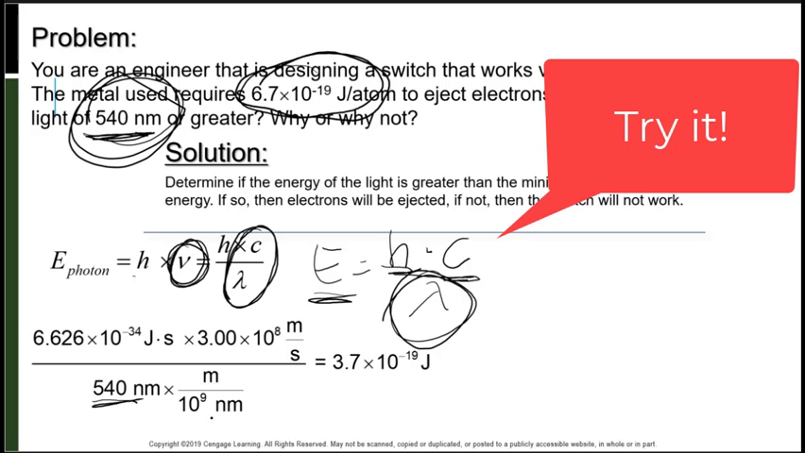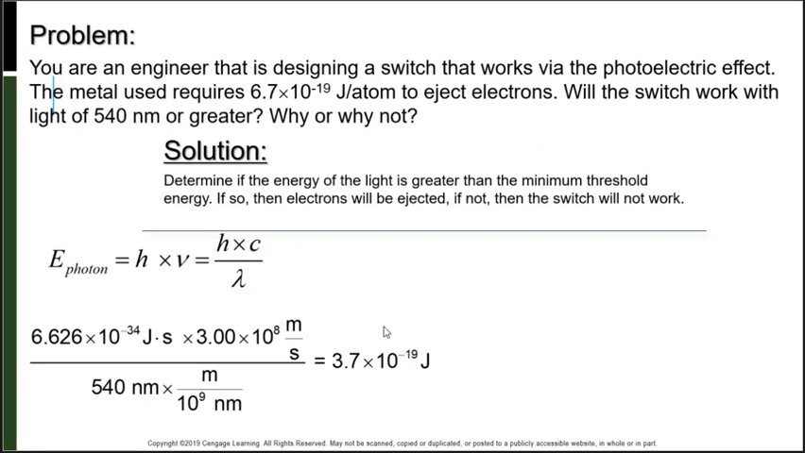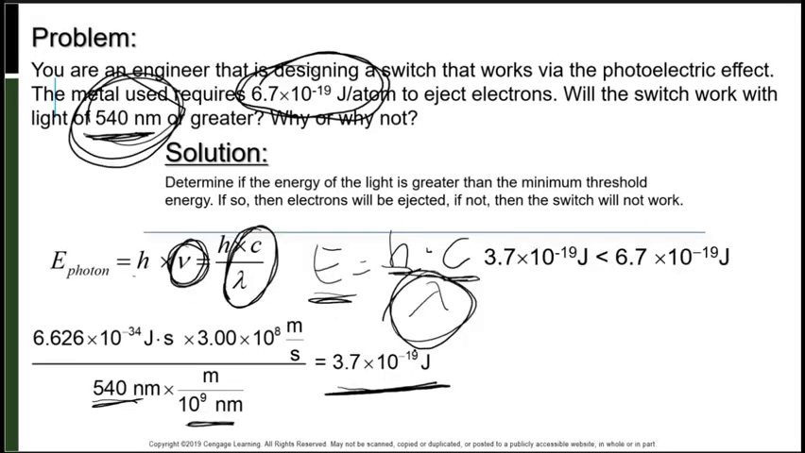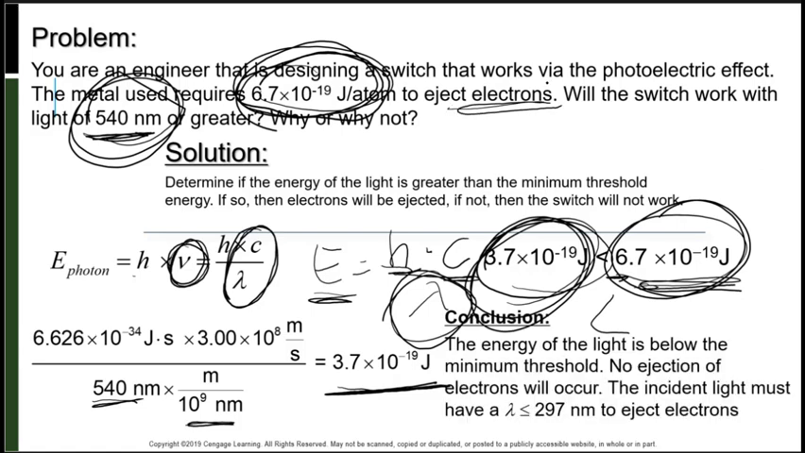Again, I put 540 nanometers into meters. I got 3.7 times 10 to the negative 19th joules. Now, 3.7 times 10 to the negative 19th joules is less than the 6.7 times 10 to the negative 19th that the metal requires. Because this energy is less than what is required to eject electrons, nope, that switch will not work. There will be no ejection of electrons.